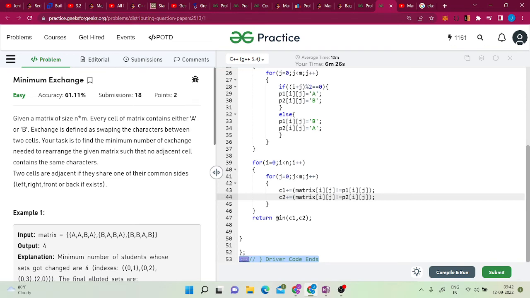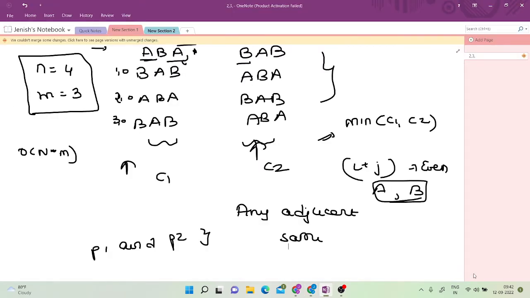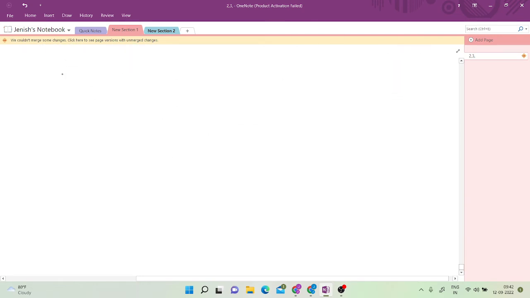And so finally then I would return the minimum of C1 and C2, which is my answer, and let me try to submit it. I would paste the code in the description, don't worry. And okay, while it is running, let me quickly show you the second case, what we could do in the second case. I mean the O(1) space complexity.